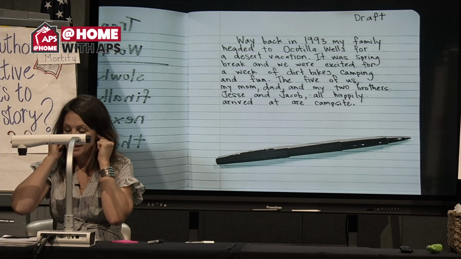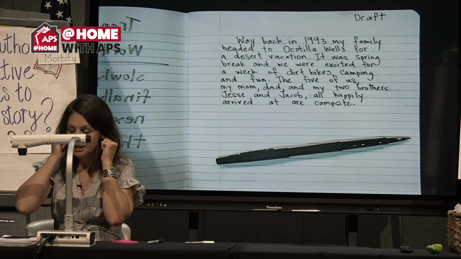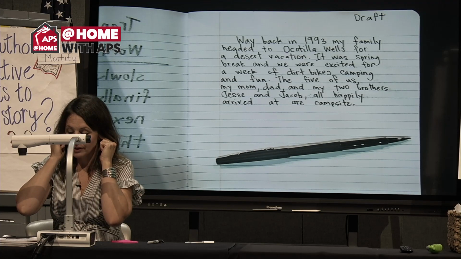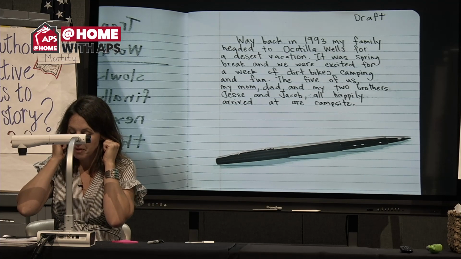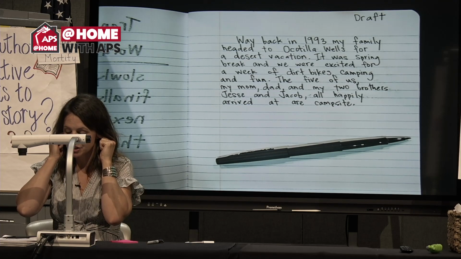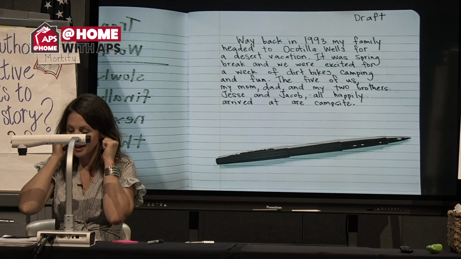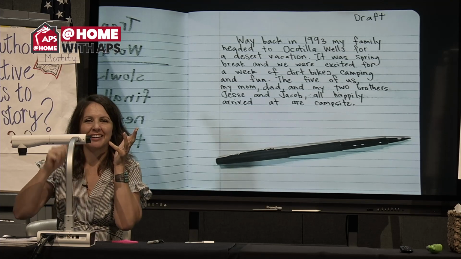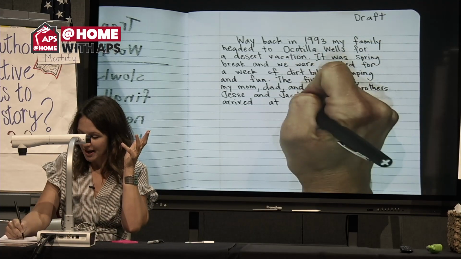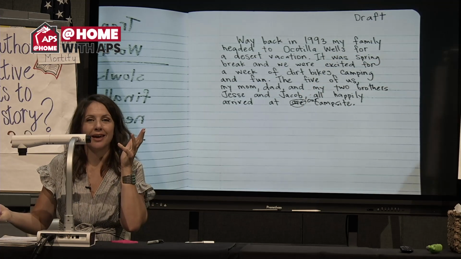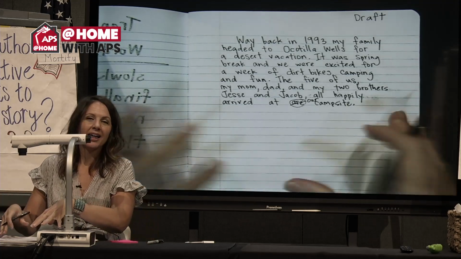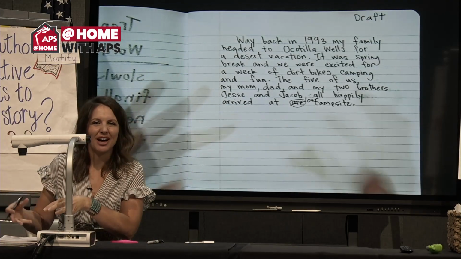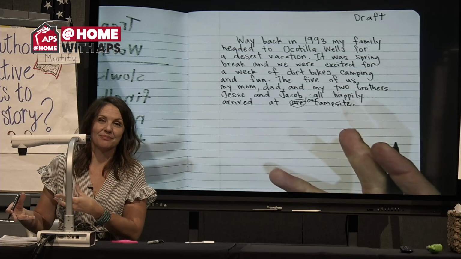Way back in 1993, my family headed to Akatia Wells for a desert vacation. It was spring break, and we were excited for a week of dirt bikes, camping, and fun. The 5 of us, my mom, dad, and my 2 brothers, Jesse and Jacob, all happily arrived at our campsite. I found a mistake. At our campsite, the campsite that belongs to us. I love using magic headphones. It helps me find little ways that I can improve my writing.